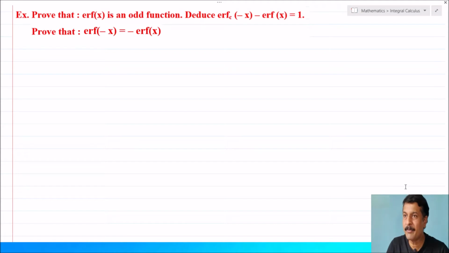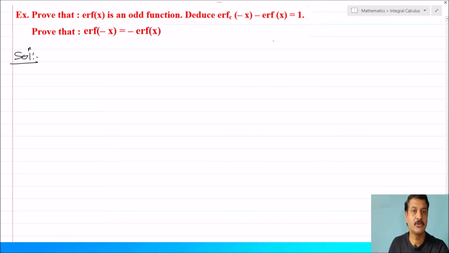So now the new property: prove that error function is an odd function. Also deduce that complement of error function of minus x minus error function of x equal to 1. The same question one can ask as: prove that error function of minus x equal to minus error function of x. So what is the meaning of this? Error function is an odd function.